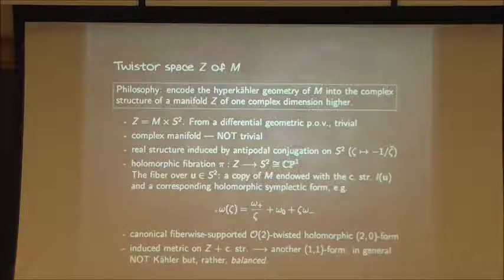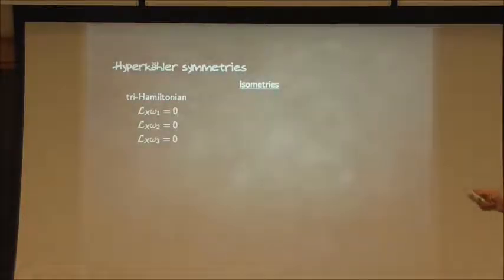So this form can actually be defined over the whole twistor space. It's called the canonical holomorphic twisted (2,0)-form, and so on. You can define some metric on the twistor space, but I'm not going to talk about that. Going to come to the topic of interest to me, that is hyperkähler symmetries.